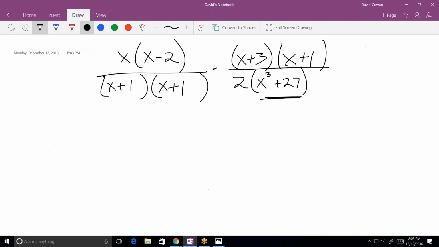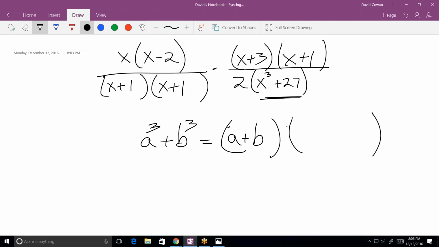Here's the way the sum of perfect cubes factors. There's the perfect cubes. The first term is always linear, just like the difference of perfect squares, and it always has the same sign as what we started with. The second term is a quadratic, and the middle term is always the opposite of whatever this sign is. So that's how the sum of perfect cubes factors.